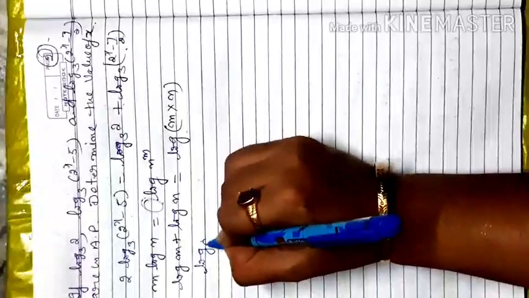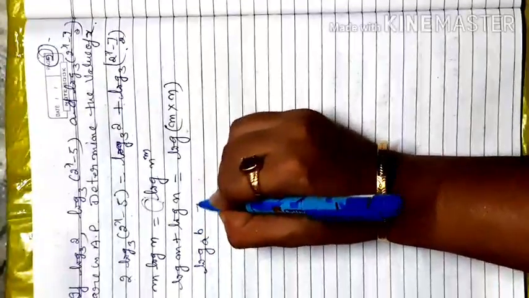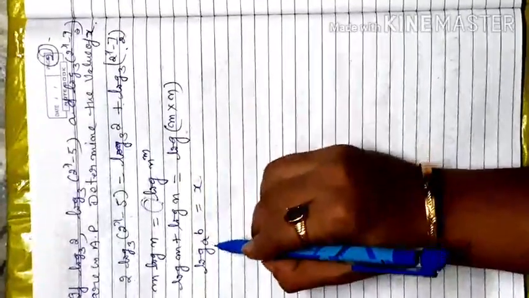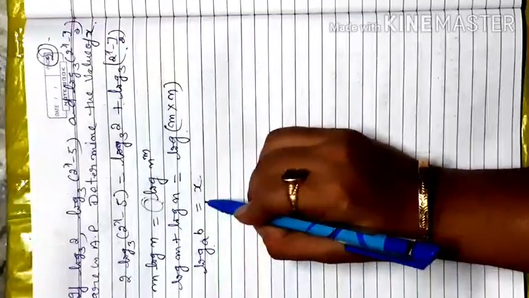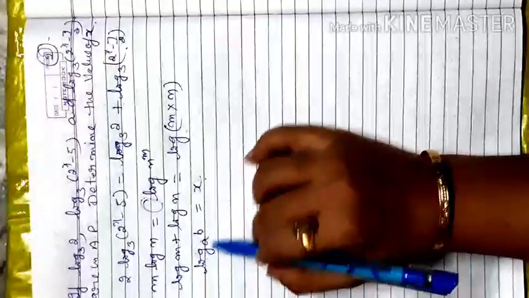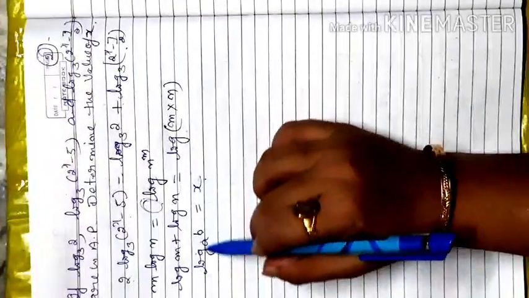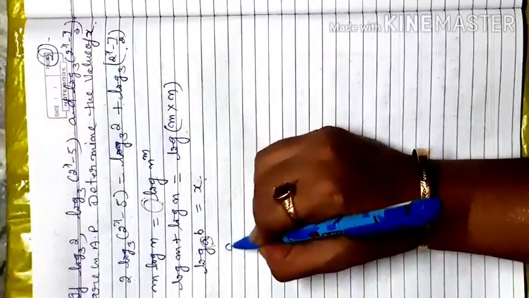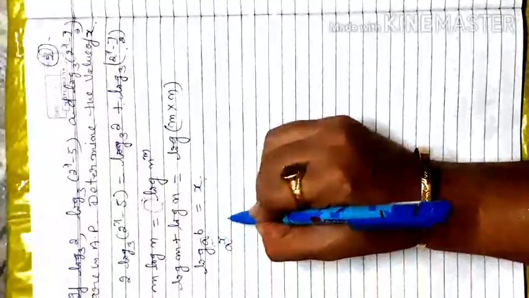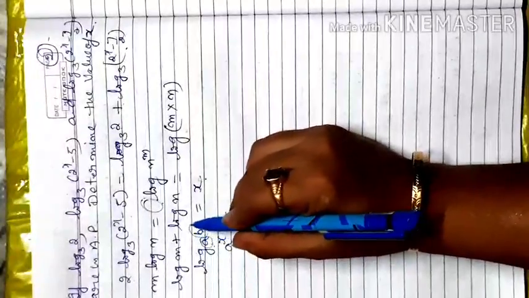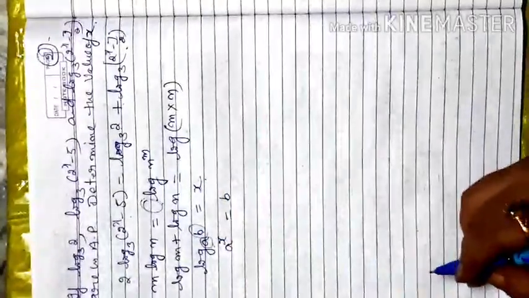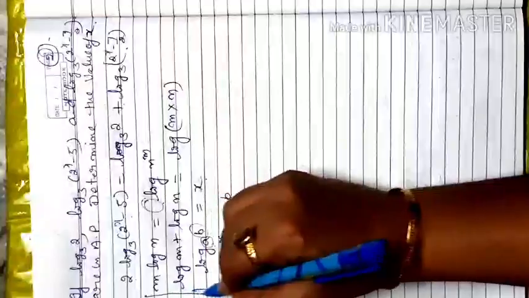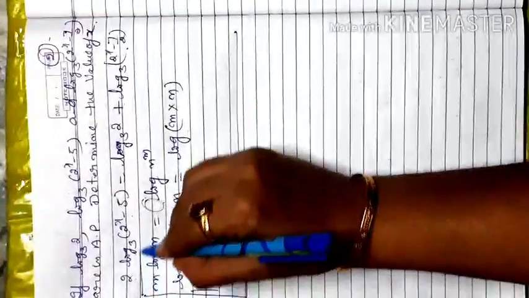If it is written like log_a b = x, that means a is the base and b is the term, equal to x. If you convert into the exponential form, whatever base is there, the term goes to the power of x, and the result is b. I will give you one example. I just write the formula here.